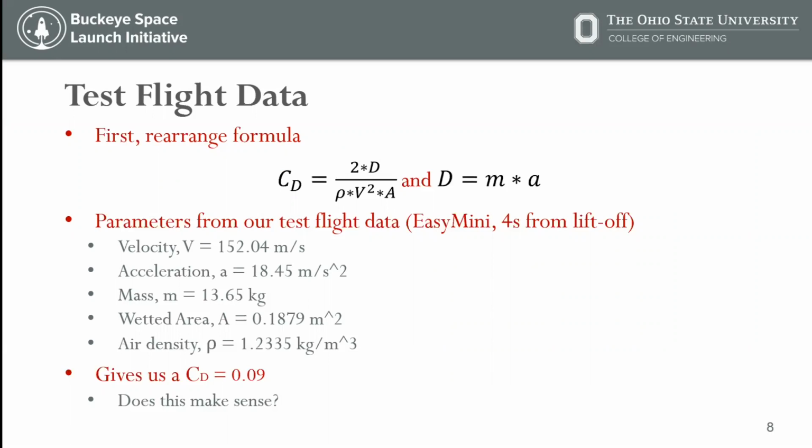Our wetted area for a little over 6-inch diameter vehicle is about 0.188 meters squared. And air density, again, using a temperature reading and the pressure reading from the barometer, we get 1.23 kilograms per meter cubed. Plugging that into the formula above, that gives us a drag coefficient of 0.09. So right off the bat, looking at that, does that make sense?